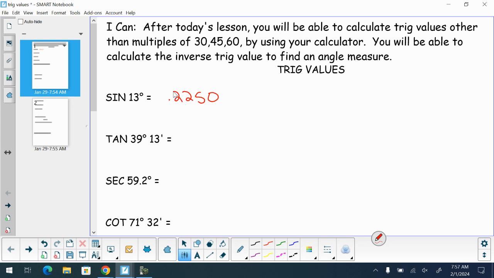Now, when we're dealing with minutes and seconds, say I have 39 degrees, 13 minutes, and I want to find the tangent of this angle. When we're talking about minutes, we're talking about parts of an angle.